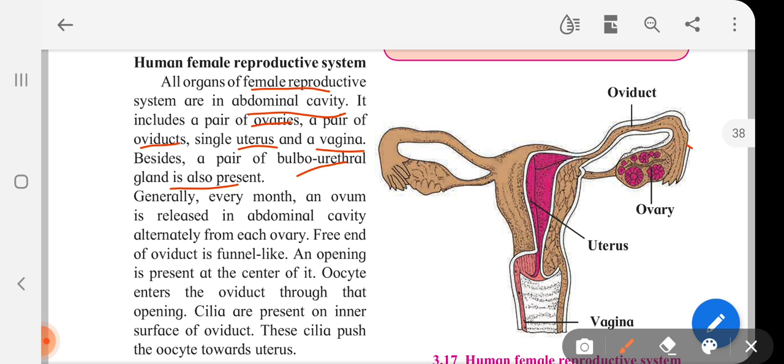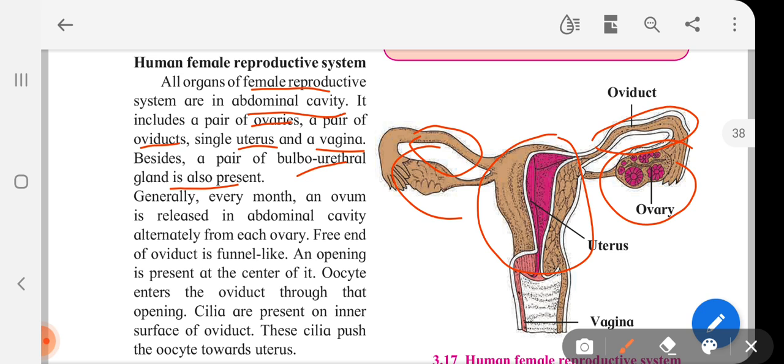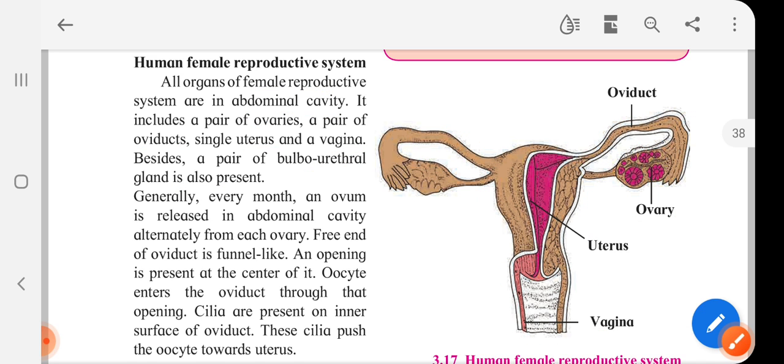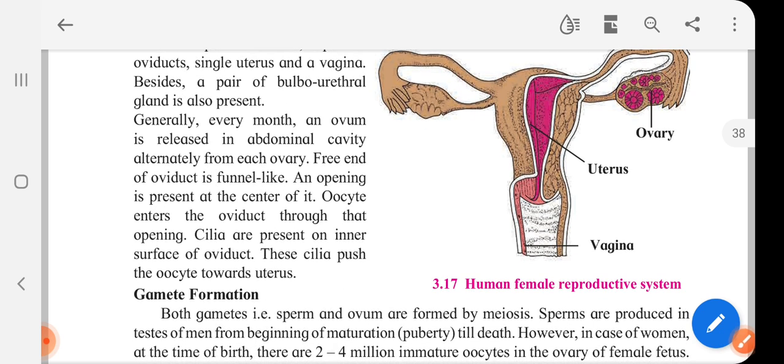So you have a pair of ovaries, a pair of oviducts. There's a duct connected to the ovary called the oviduct. Then a single uterus, and a vagina. So these are the different parts of the human female reproductive system.